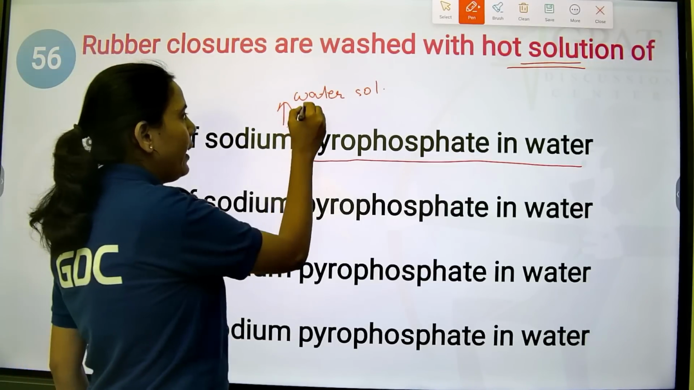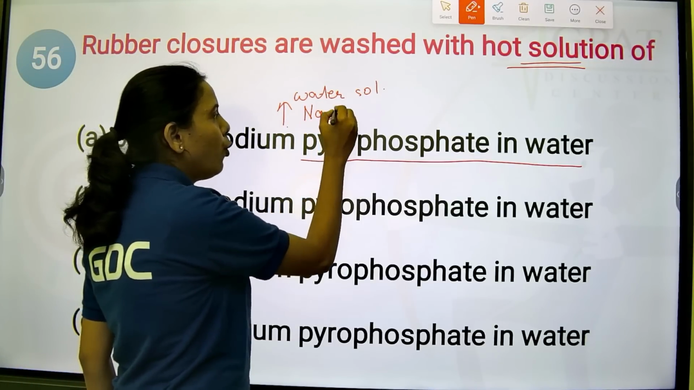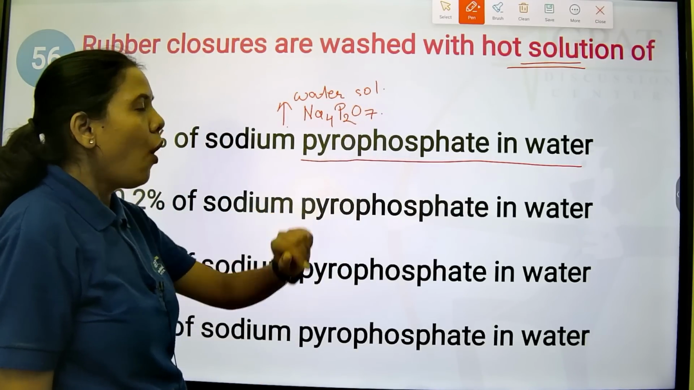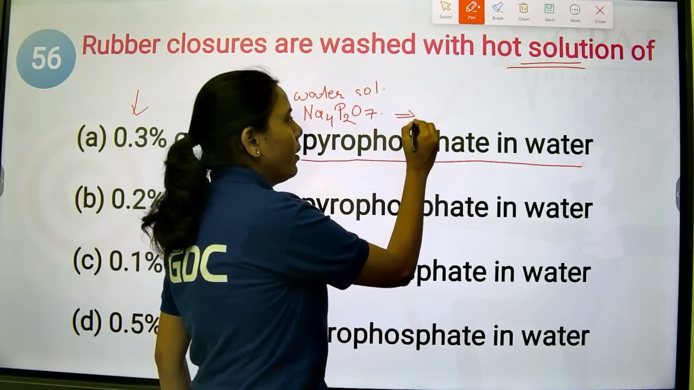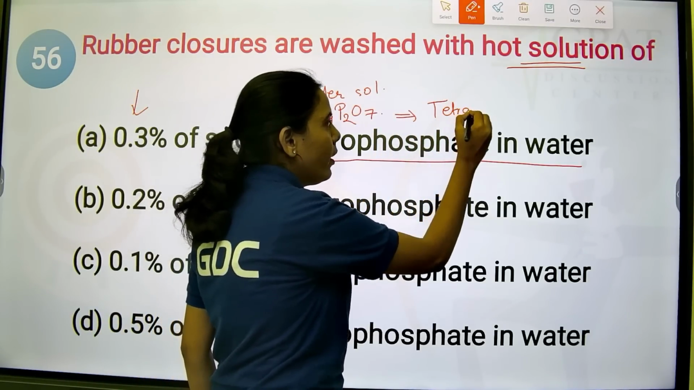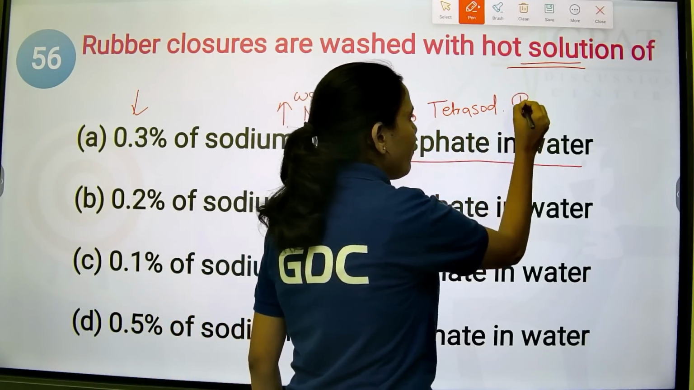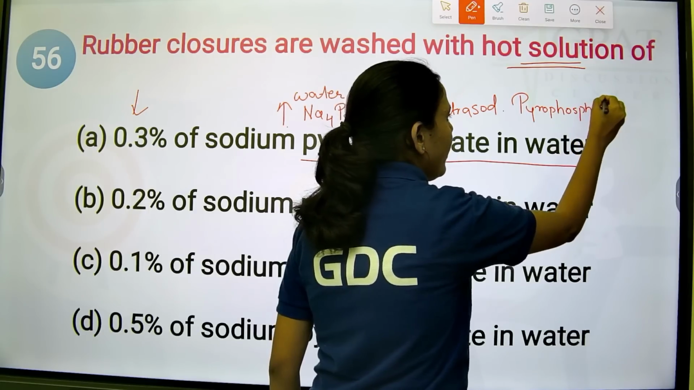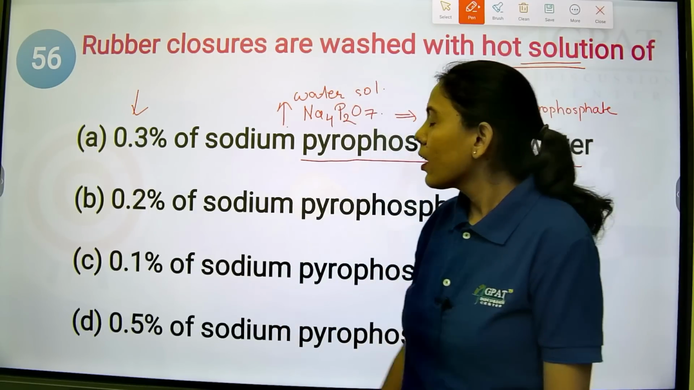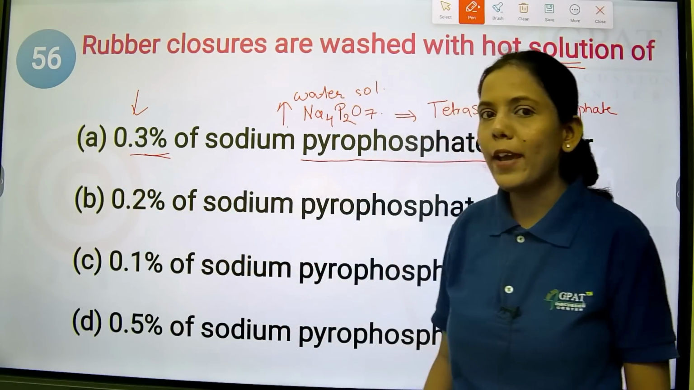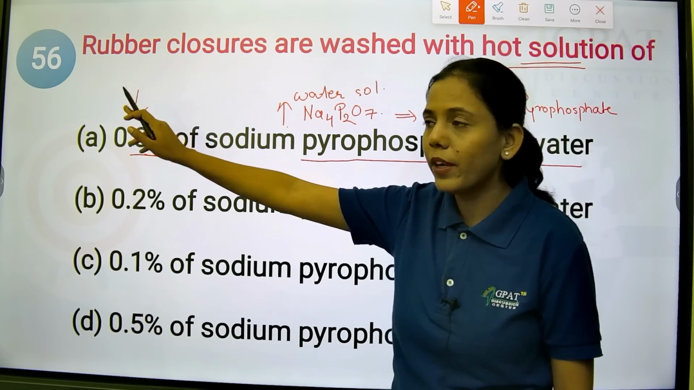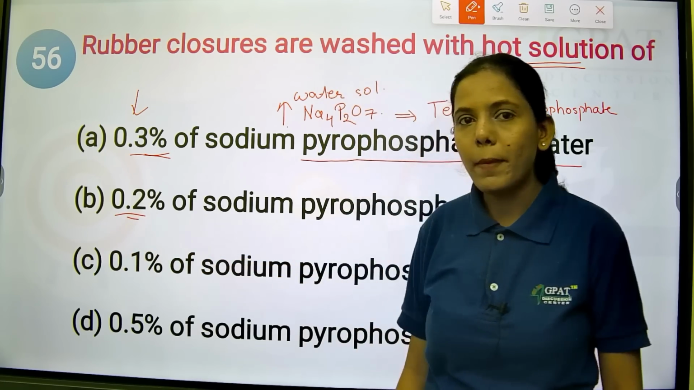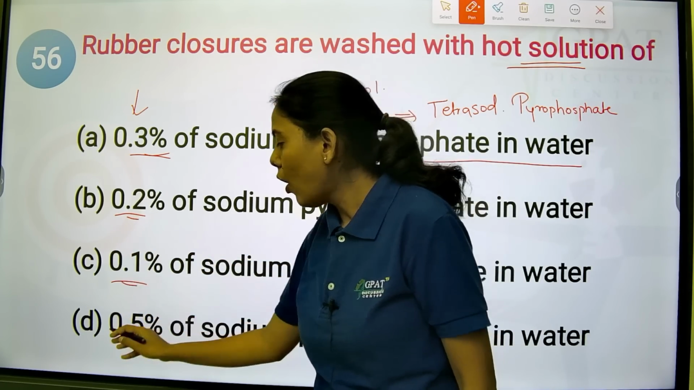And the chemical formula is Na4P2O7. Na4P2O7 is nothing but sodium pyrophosphate, or it is also known as tetrasodium pyrophosphate, because 4 atoms of sodium are present. Option A is 0.3% of sodium pyrophosphate. We are talking about rubber closures. 0.3%, 0.2%, 0.1% or 0.5% of sodium pyrophosphate.